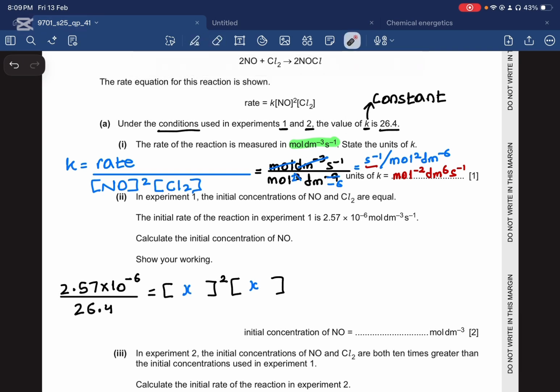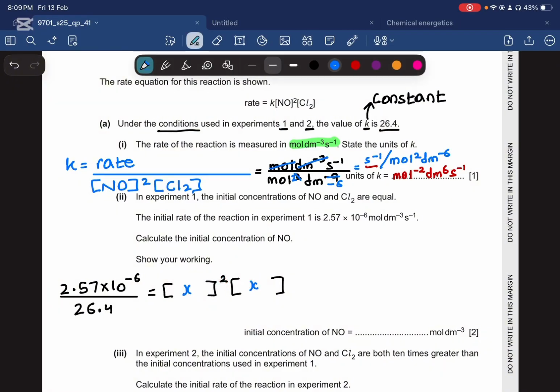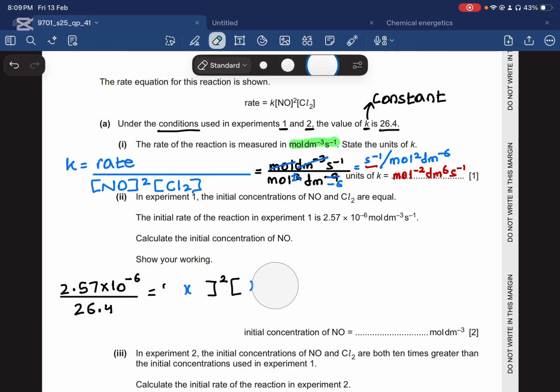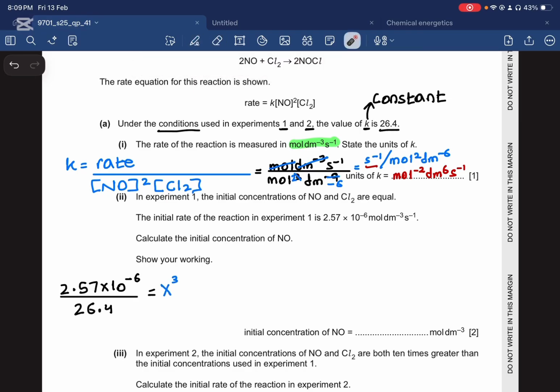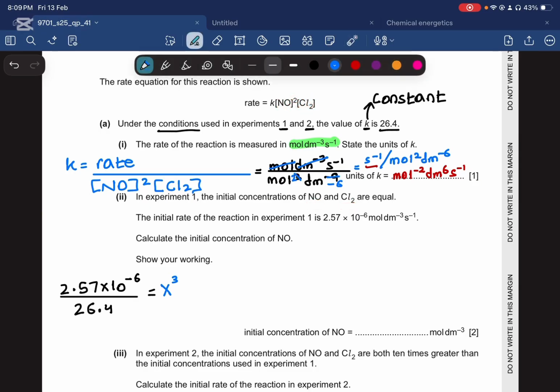So now what do we have here? We have X squared multiplied with X. What's that? X cubed. So I'm going to erase this entire thing and I'm just going to write X cubed. Again, if you didn't understand this, let me repeat myself. The concentration of Cl2, you don't know that. Just assume this to be X. And when they told you both these concentrations are equal, treat this also as X. X squared times X is X cubed. All you have to do is just take the cube to the other side to make this cube root like this. So you have the cube root of 2.57 times 10 power minus 6 divided by 26.4.